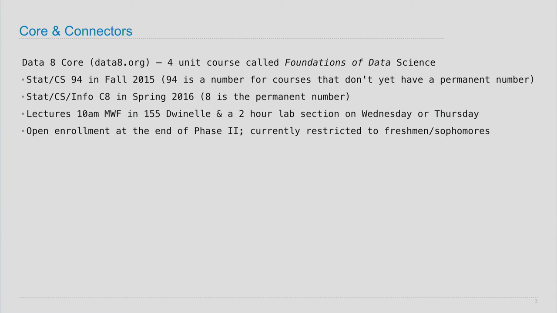OK, so that's four units. You can take it without any prior experience. This course was designed for people who don't already know statistics, don't already know computer science, and is meant to fit into the lives of all Berkeley students. That not only means it has no prerequisites, but also that it's not designed to consume your entire life like some other courses are, including one that I have taught many times in the past.